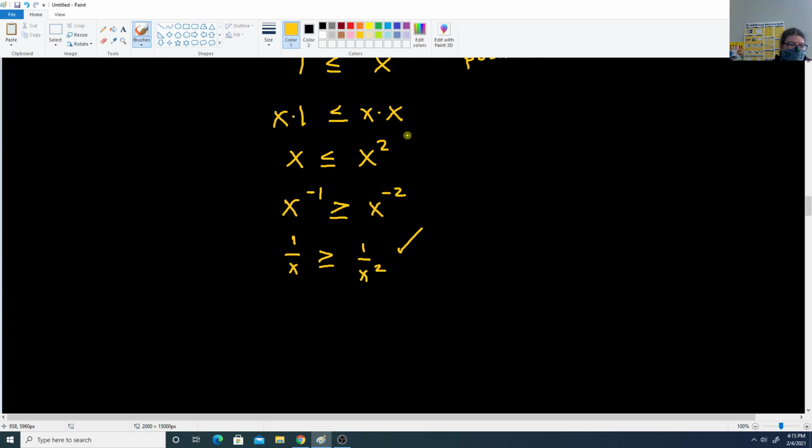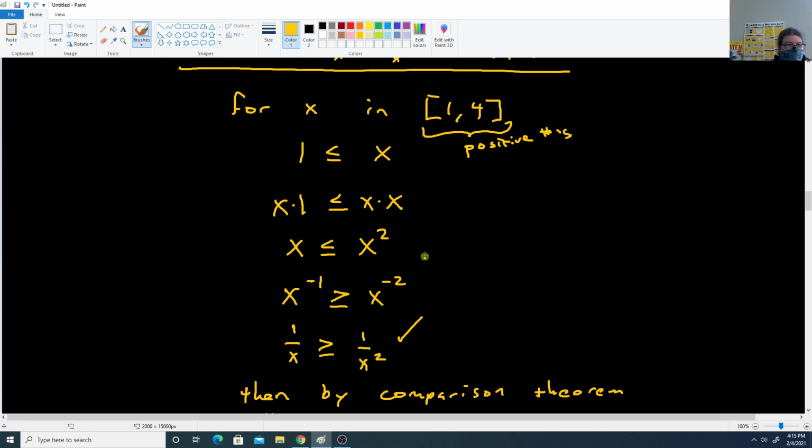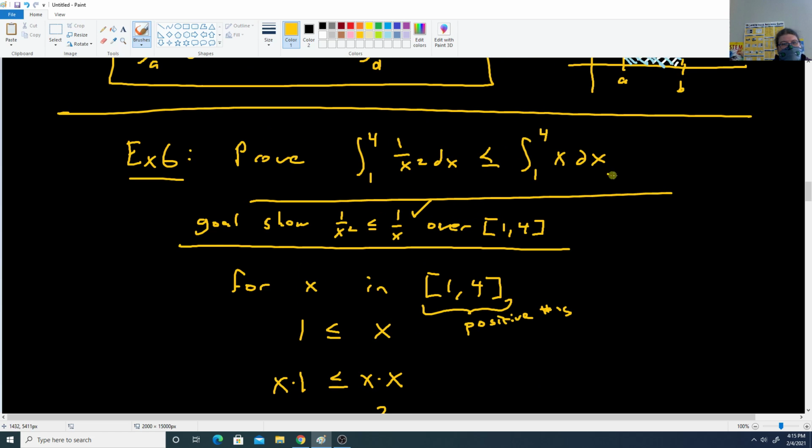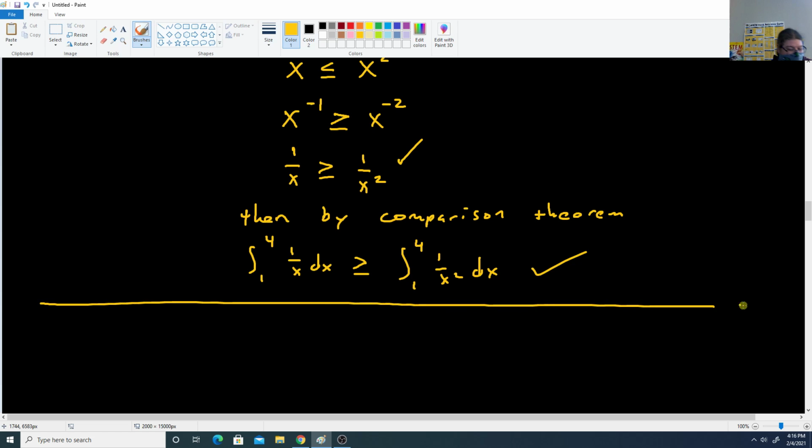So then by the comparison theorem, we get the integral from 1 up to 4 of 1 over x dx is greater than or equal to the integral from 1 up to 4 of 1 over x squared dx. And I believe that's what we were trying to show. Yes, so we got that one. Whoops, this one should have been 1 over x. So we have the integral from 1 up to 4 of 1 over x is greater than or equal to the integral from 1 up to 4 of 1 over x squared. That's what we're trying to show. So we got it here, and that wraps that example up.